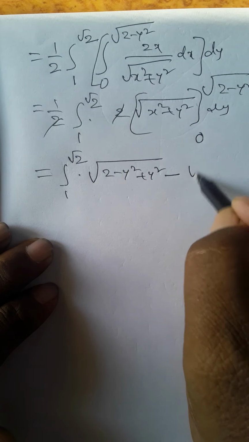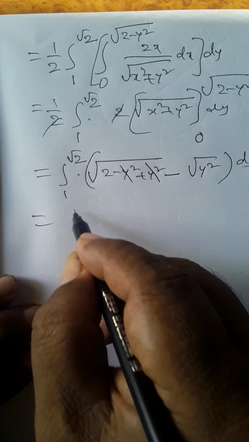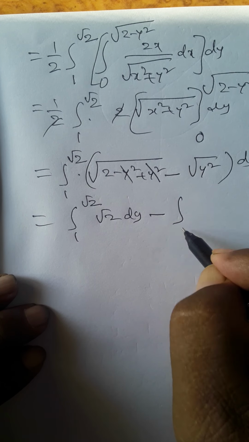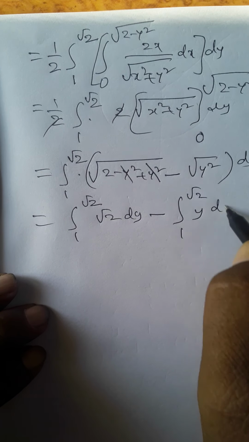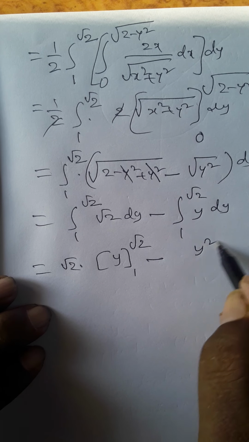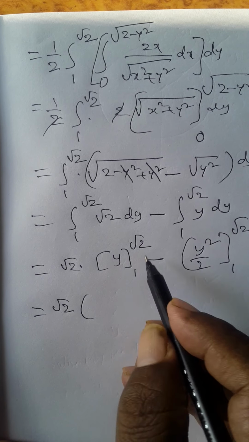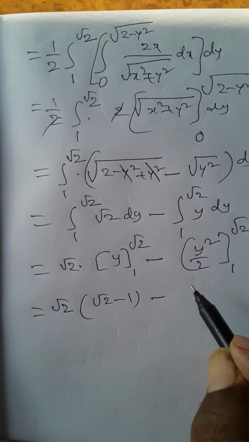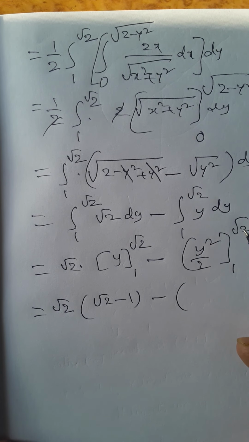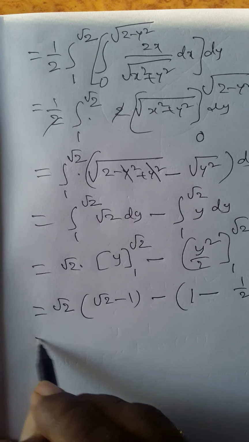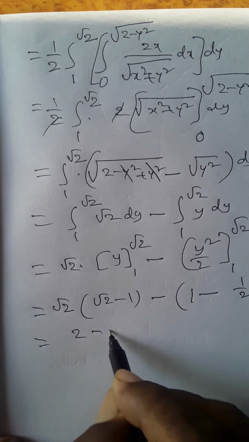Y square cancels. So integral 1 to root 2, this is root 2 dy minus root y square is y dy, separate it. Root 2 into integral dy is y, 1 to root 2, minus y square by 2, 1 to root 2. Root 2 upper limit minus lower limit: root 2 into root 2 minus 1, minus root 2 whole square by 2, which is 2 by 2, minus 1 by 2. Root 2 into root 2 is 2, minus root 2, then 1 minus 1 by 2, which is minus 1 by 2.